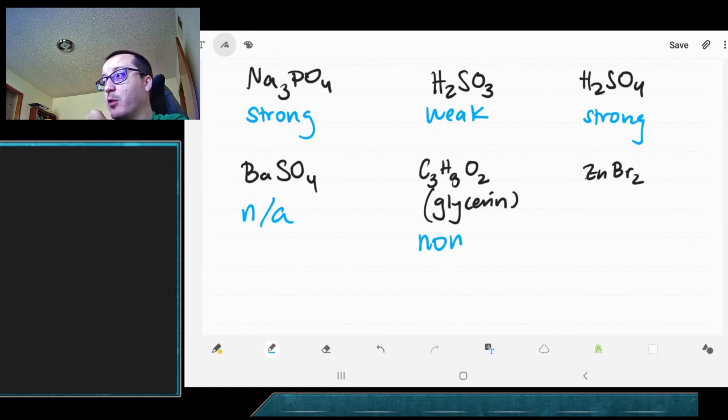Our last one, zinc bromide, is an ionic compound. We know it has zinc in it. It's got a metal, so it's made of ions. It should be soluble because bromides will be soluble unless they're one of those exceptions. So we're expecting that to be a strong electrolyte as well. All right. Any questions on those ones?